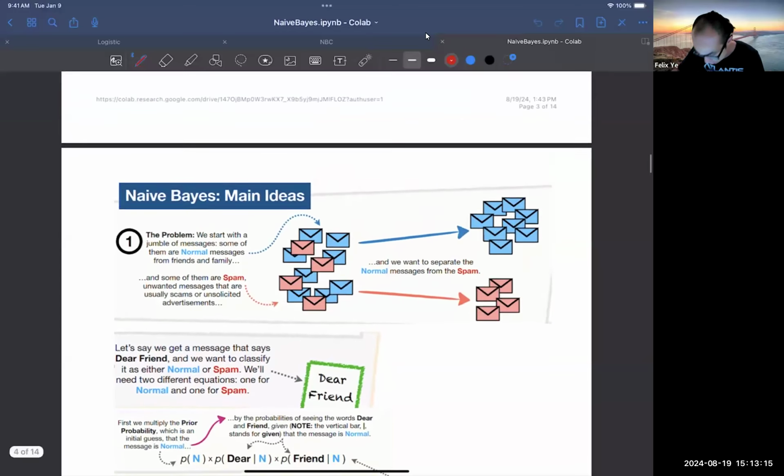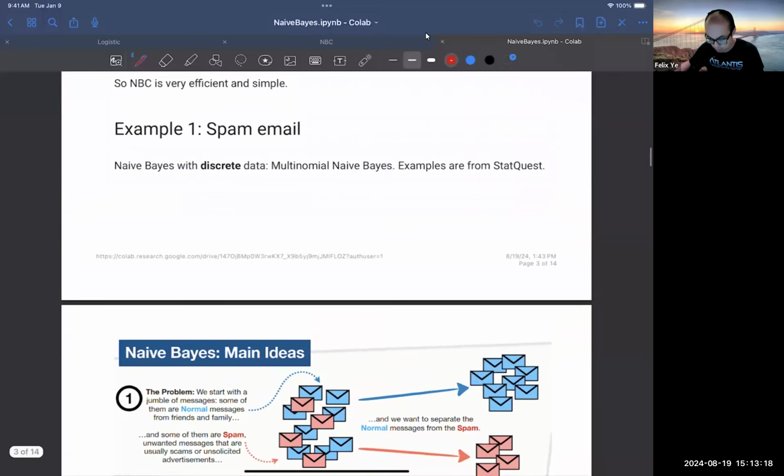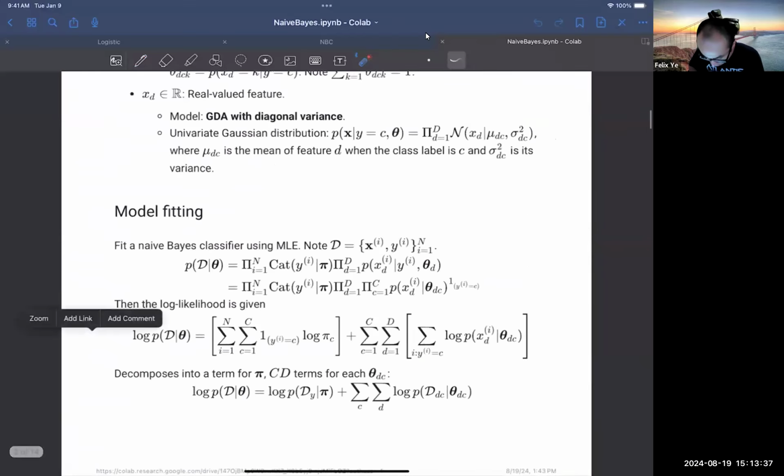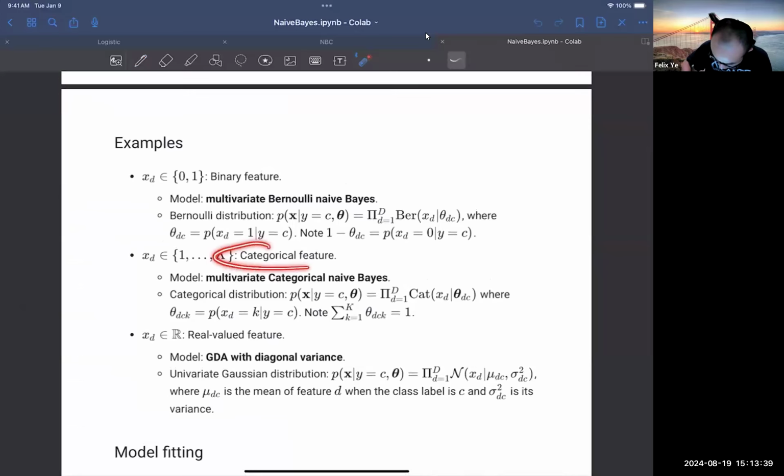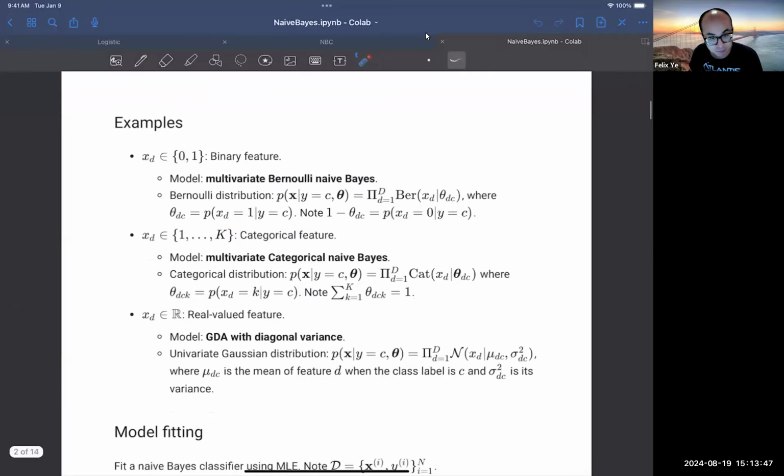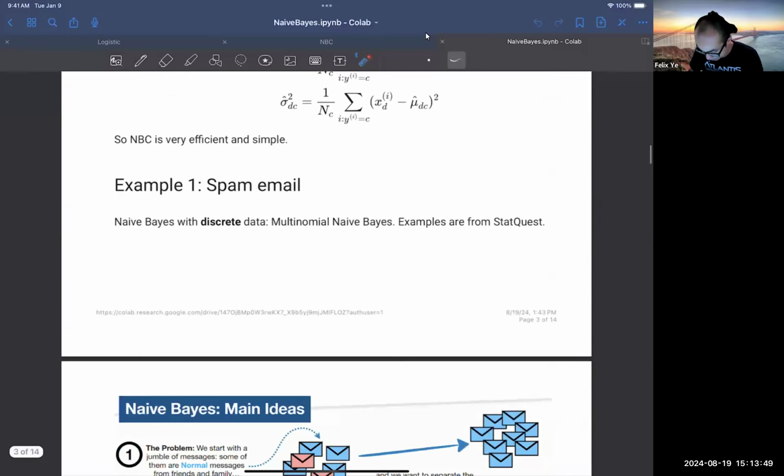So let me show some examples. This is a very common example in naive Bayes: we want to detect spam mails. We have discrete data, and I'm using the multinomial naive Bayes, which corresponds, as I said, to categorical features. That means my x_d here has a value from 1 to K.